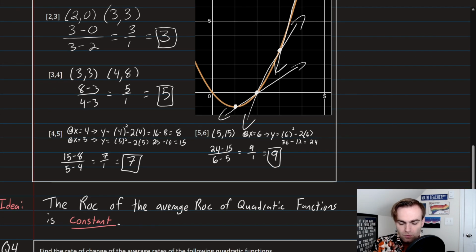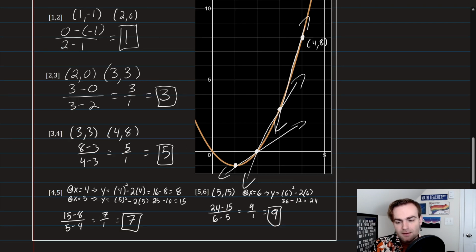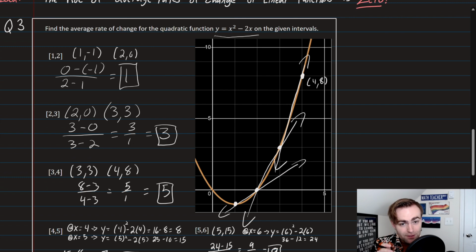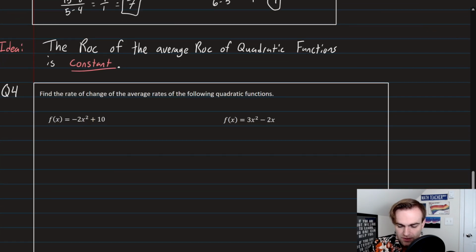Well, the rate of change of the average rates of change for quadratic functions is consistent, is a constant. So if we look here, what would that constant be? Well, it increased by 2, increased by 2, increased by 2, increased by 2. For this quadratic function, the rate of change of the average rate of change would be 2. So the average rates of change are increasing.